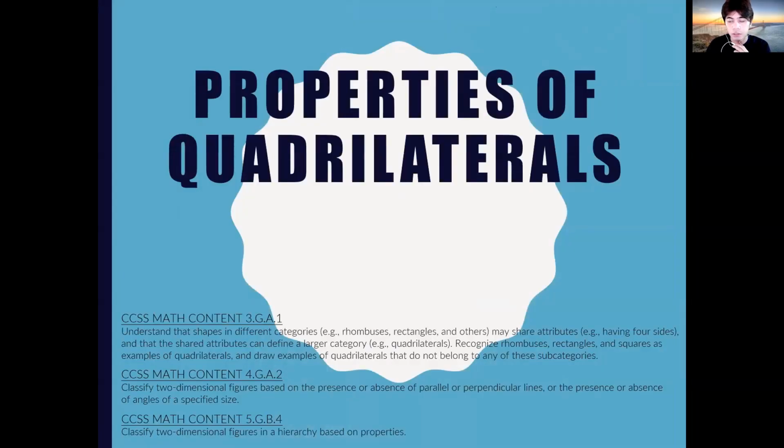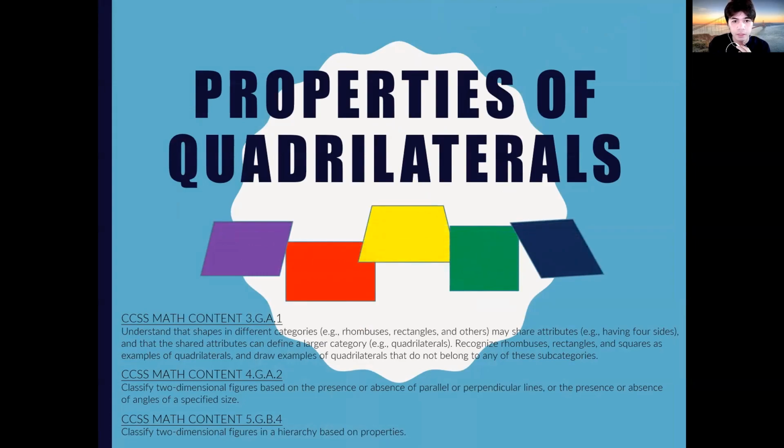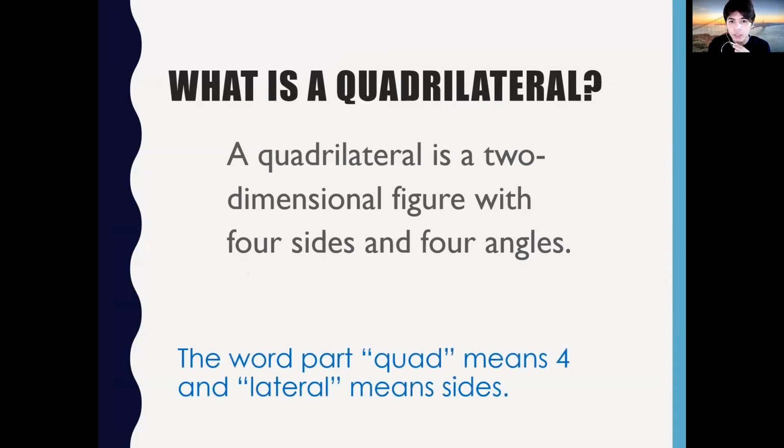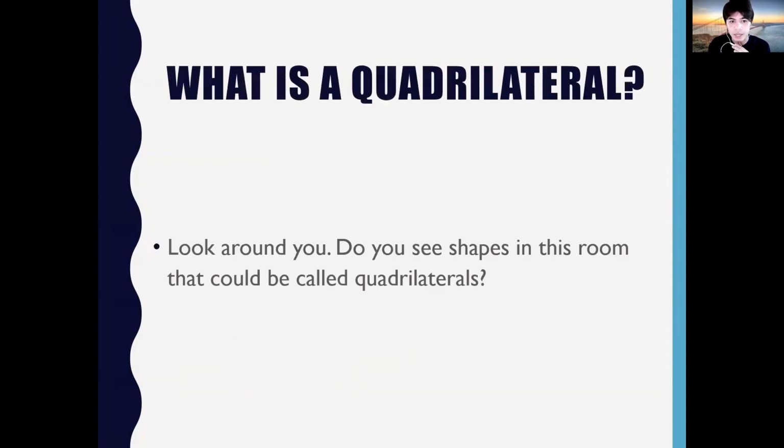Today, we will discuss our first lesson for the third quarter, that is the properties of quadrilaterals. Now, let us define first what is a quadrilateral. A quadrilateral is a two-dimensional figure with four sides and four angles. Now, what do you mean by quadrilateral? The word part, quad means four, lateral means sides.